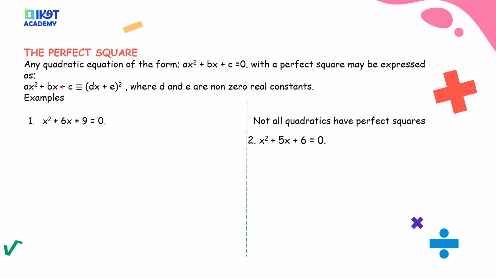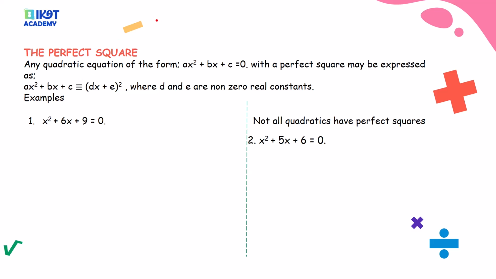So we're now going to be looking at the perfect square and the quadratic equations. The first thing we would ask ourselves is, what is a perfect square? In quadratic equations, a perfect square is an expression that can be expressed as one bracket squared.